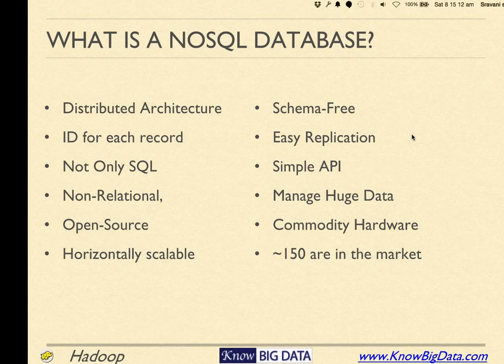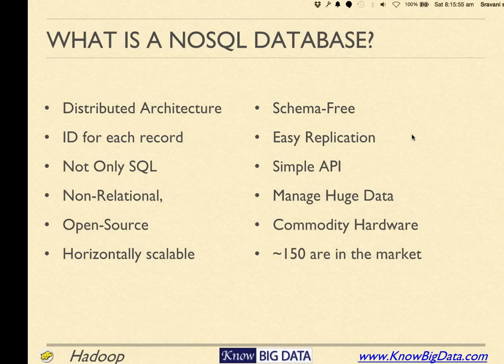Okay. Next, the database has to be horizontally scalable. Almost every NoSQL is horizontally scalable, which is equal to saying distributed architecture. Schema free is another thing. None of the NoSQL makes schema mandatory. Easy replication, because if you have data distributed across multiple machines and there is no replication, the data might get lost. Simple API. Simple API is an excuse to say that we don't have SQL right now, so we provide you a simple API.